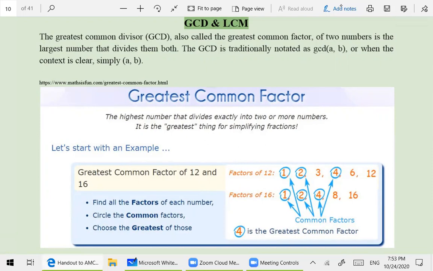The GCD is usually written as GCD of A, B, or in parentheses A, comma B when the context is clear enough. But don't just randomly go around writing it in parentheses A, comma B.